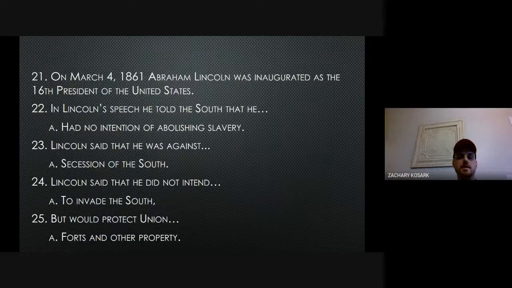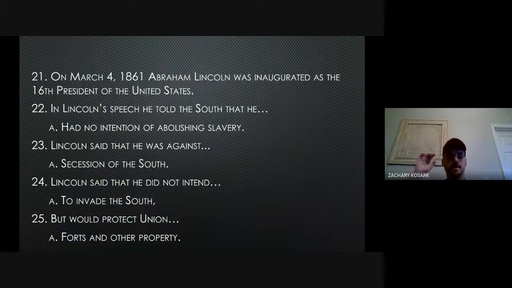On March 4th, 1861, Abraham Lincoln was inaugurated, which means he's sworn in as president, and he gives his inaugural address. He's the 16th president of the United States. His speech is to Northerners and Southerners, even though currently the Southern states are a different country. In Lincoln's speech, he told the South that he had no intention of abolishing slavery. He's just trying to reassure them. He's saying, "Hey, we are not trying to get rid of slavery. We're just trying to stop it from spreading."